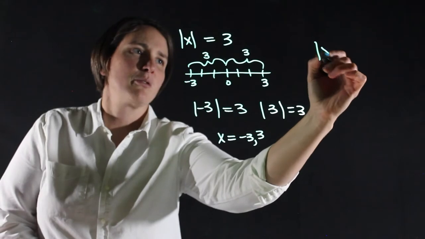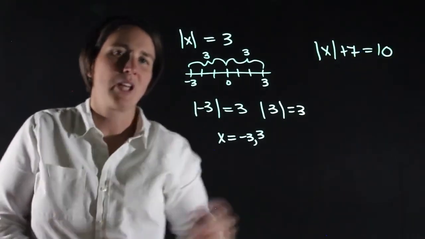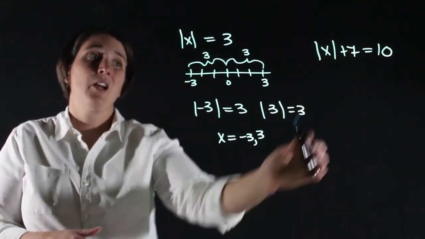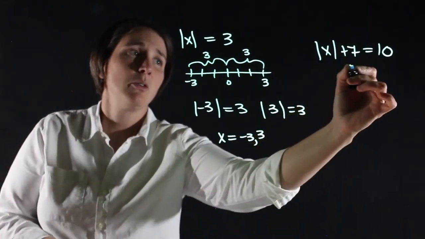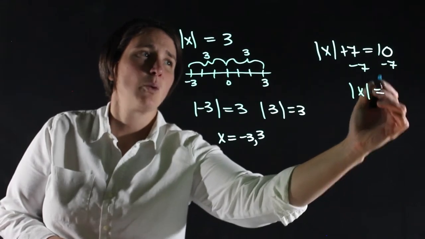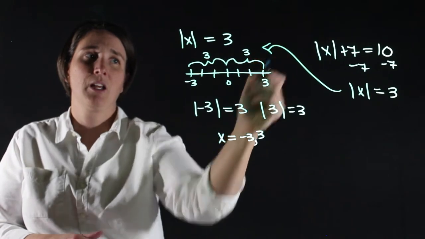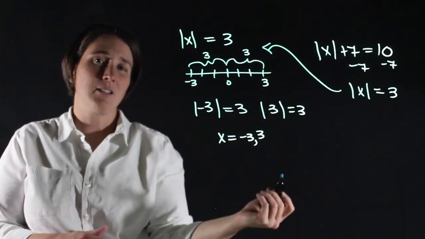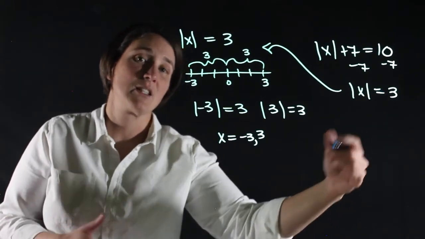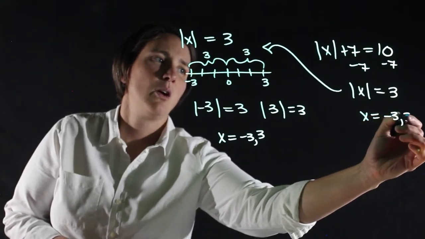Now what if that absolute value has a plus 7, equals 10? What do we do now? We do the same thing. We want to isolate that absolute value by subtracting 7 from both sides. The absolute value of x equals 3. We're back to the beginning. Isolate, and then we know that this is representative of distance in the positive and negative directions. We get x equals negative 3 or 3.